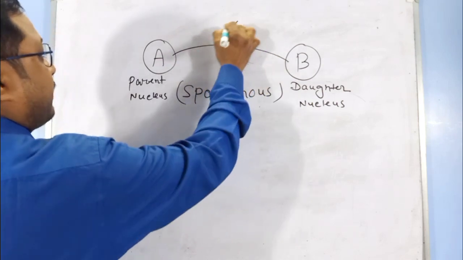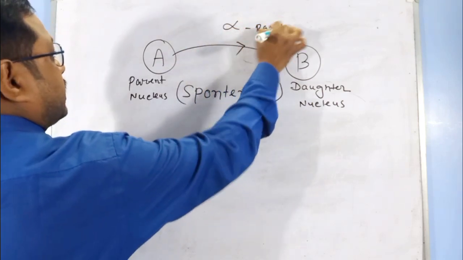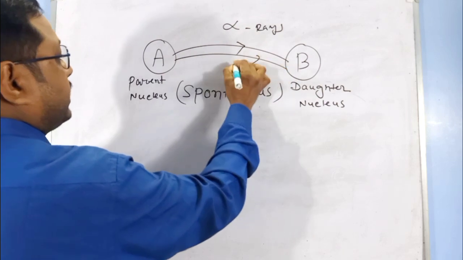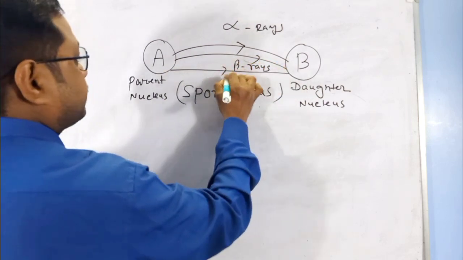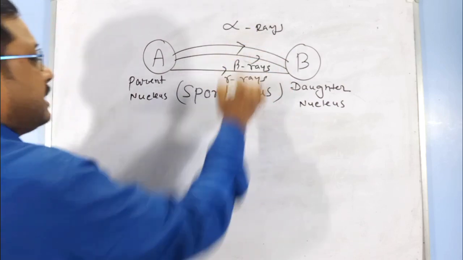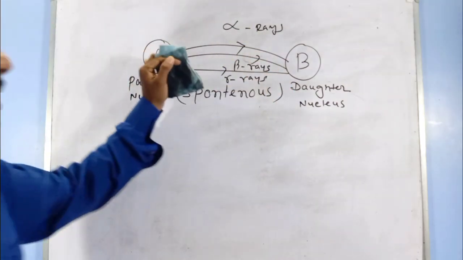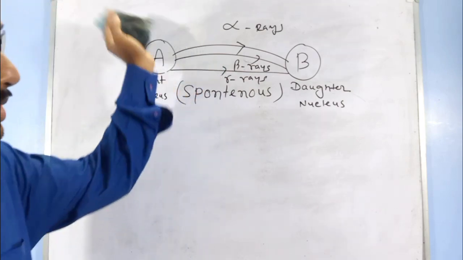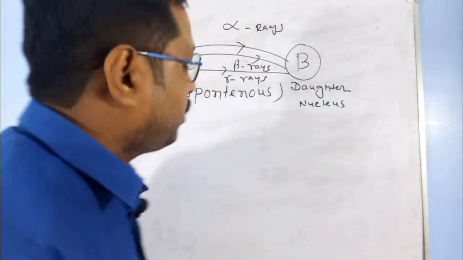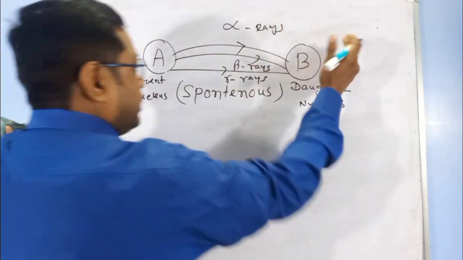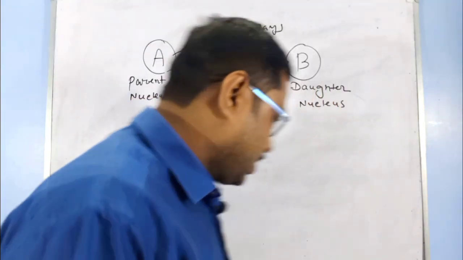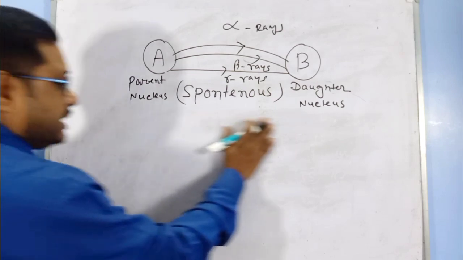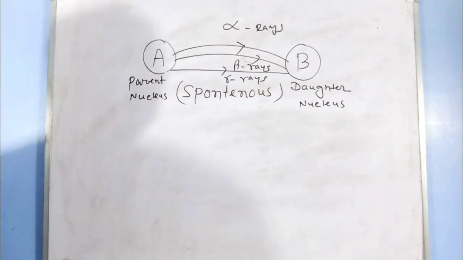Suppose it will be alpha rays, or beta rays, or gamma rays. These three types of rays will be emitted, and a nucleus is spontaneously transformed into another new nucleus. This process is called radioactivity. So what is the definition of radioactivity?